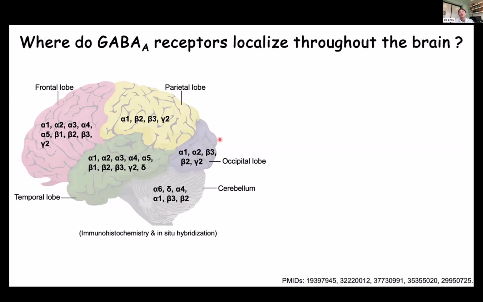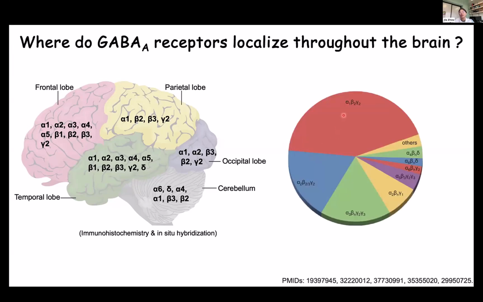Based on the distribution and also a lot of classical biochemical assays like co-IP and electrophysiology assays, they proposed the possible compositions of GABA receptors and their percentages. They proposed that the most abundant GABA receptor is alpha 1, beta 2, gamma 2. Then alpha 2, beta, gamma and alpha 3, beta, gamma take a somewhat lower abundance. Together, they also found some alpha 5, alpha 6, even delta-containing compositions.